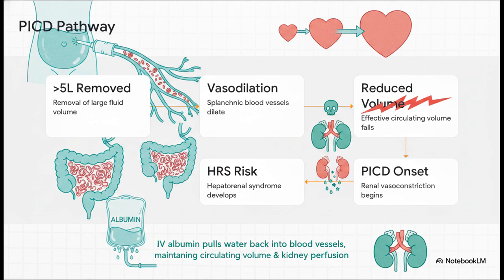If you suddenly drain massive amounts of fluid, the physical pressure inside the abdomen just drops off a cliff. When that happens, the blood vessels in the gut, the splanchnic vessels, suddenly dilate wide open. Blood pools in the gut, which means way less blood is actually returning to the heart. Suddenly, your effective circulating volume plummets. The kidneys sense this drop and perceive it as severe dehydration, so they clamp down aggressively in a total panic. This cascade is called paracentesis-induced circulatory dysfunction, or PICD, and it is bad news. It can rapidly lead to fatal hepatorenal syndrome.